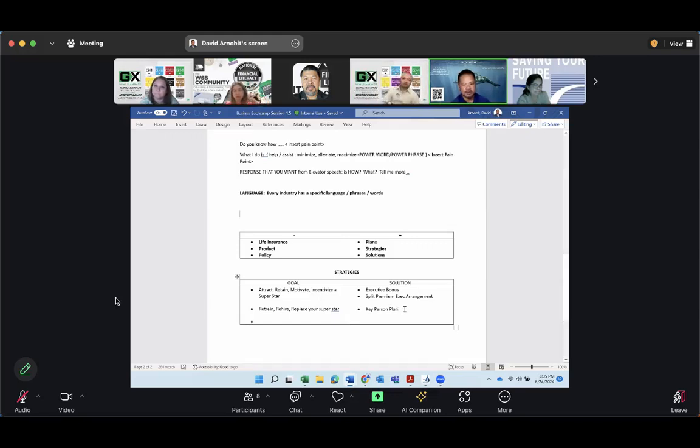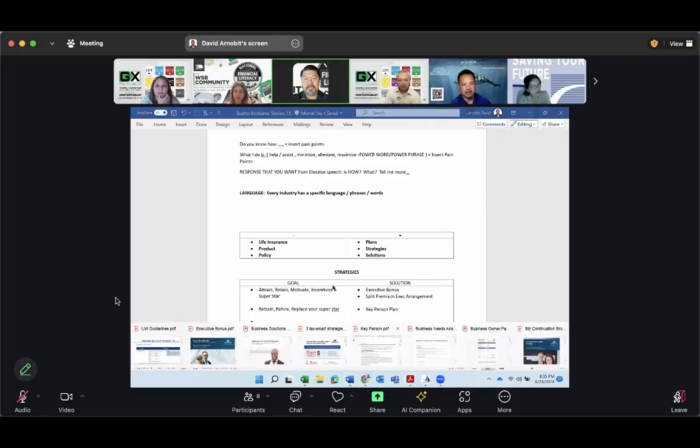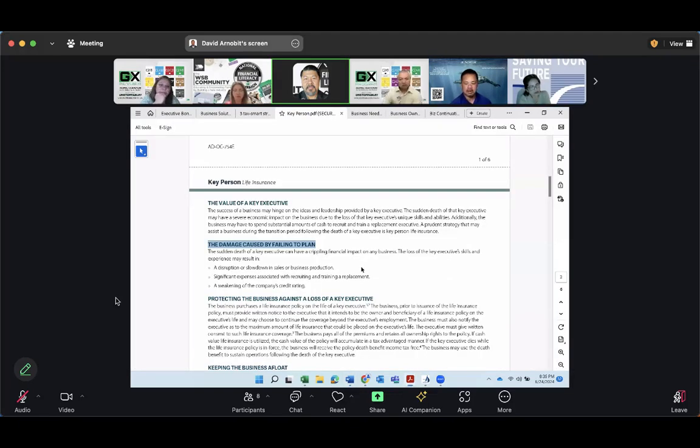Oh, one more thing, David. I noticed some of the attorneys don't want to pay the payroll tax if they own their own practice. So they basically 1099 themselves. Can that be a justification to do an executive bonus?